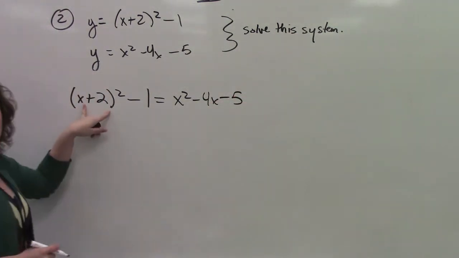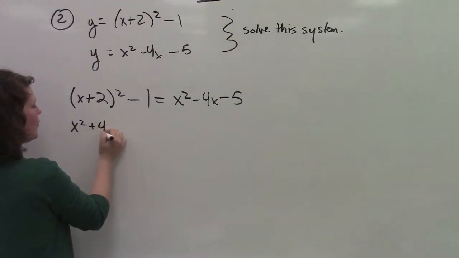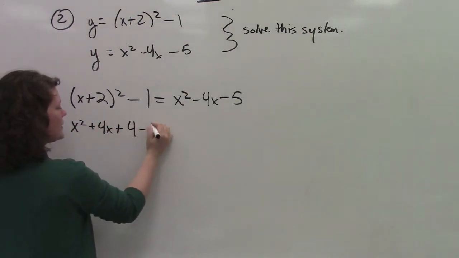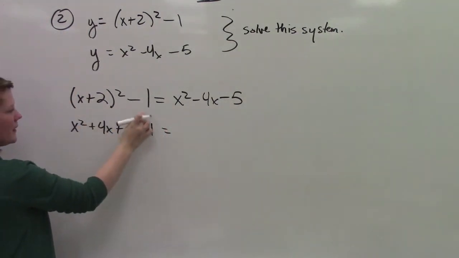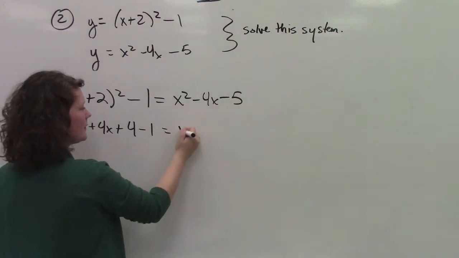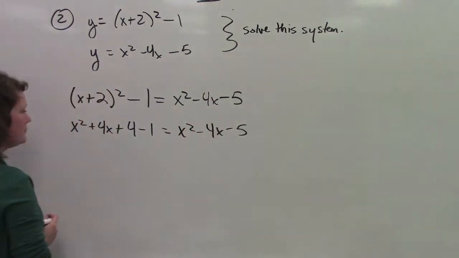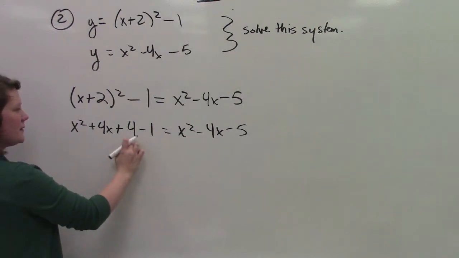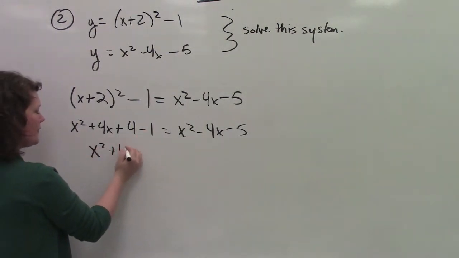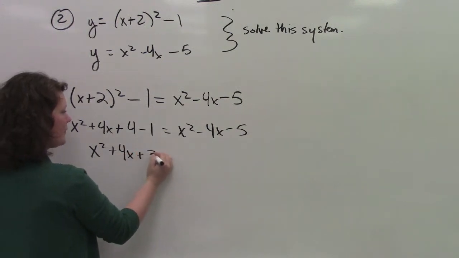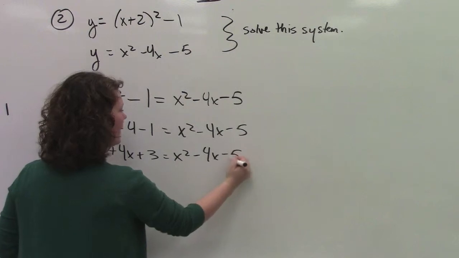I'm going to expand this one out, so that becomes x squared plus 4x plus 4 minus 1. This is this part here, and this minus 1 is minus 1 here. x squared minus 4x minus 5. I just need to do some simplification here with this constant term. x squared plus 4x plus 3 equals x squared minus 4x minus 5.